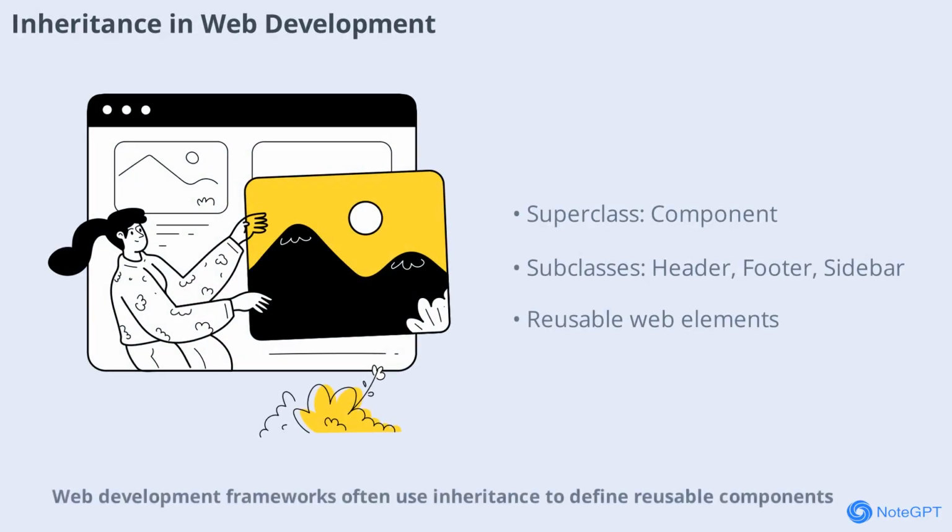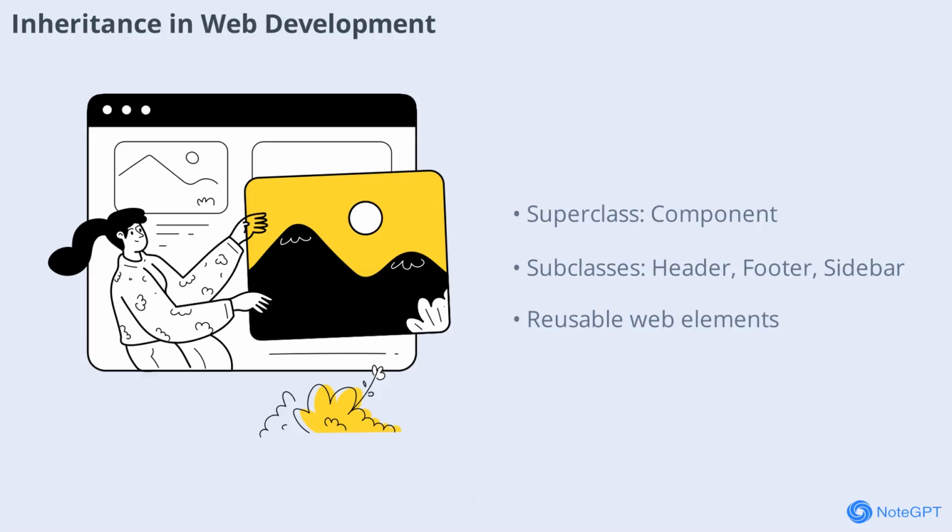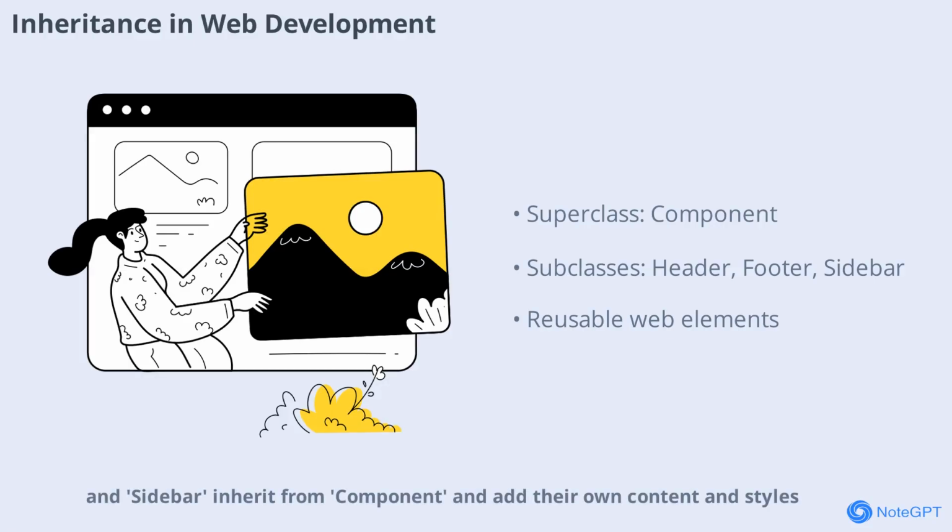Web development frameworks often use inheritance to define reusable components. For example, a component superclass might define basic rendering logic, while subclasses like header, footer, and sidebar inherit from component and add their own content and styles. This approach promotes code reuse and consistency across web applications.